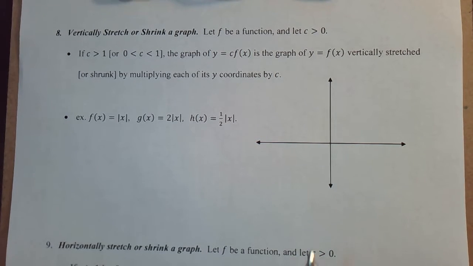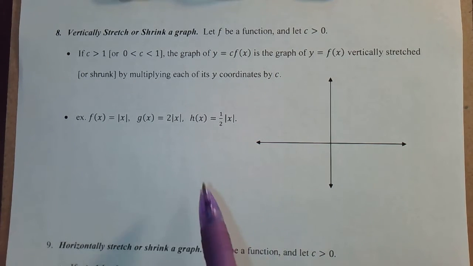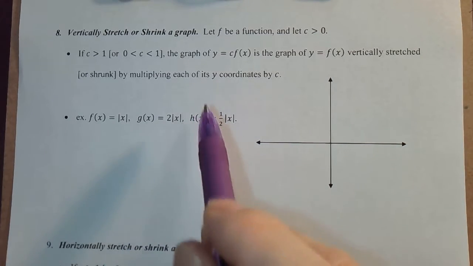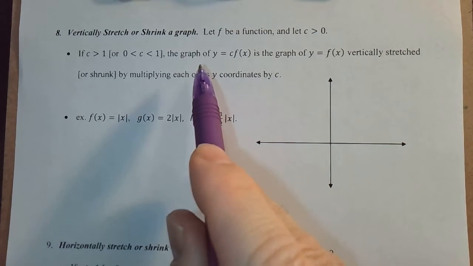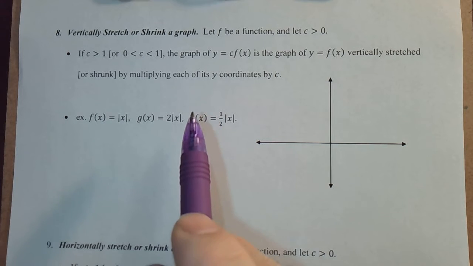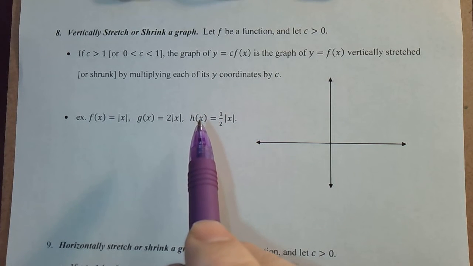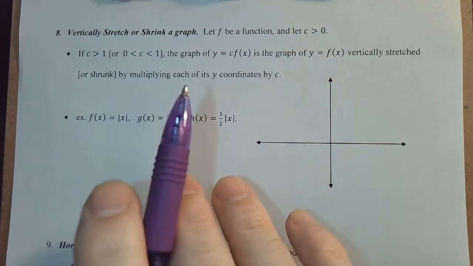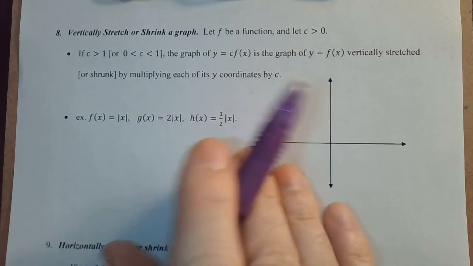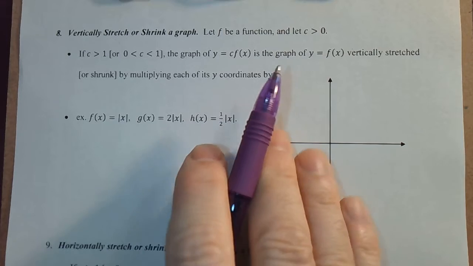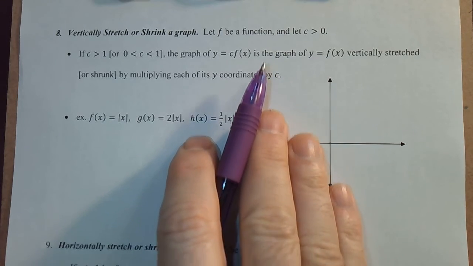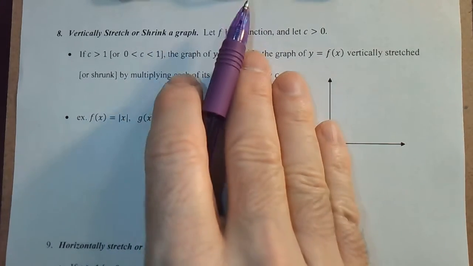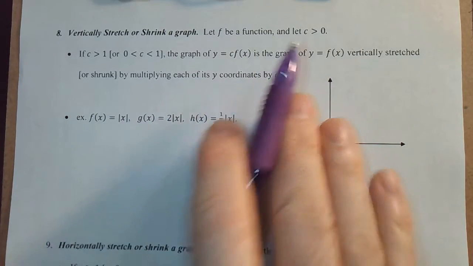So far, the transformations we've talked about have been a vertical shift up or down, and then the horizontal shift, which transforms a function to the left or to the right. In all of those cases, the shape of the graph didn't change, just its location. Maybe we moved it up and to the left, or we moved it down and to the right, perhaps.